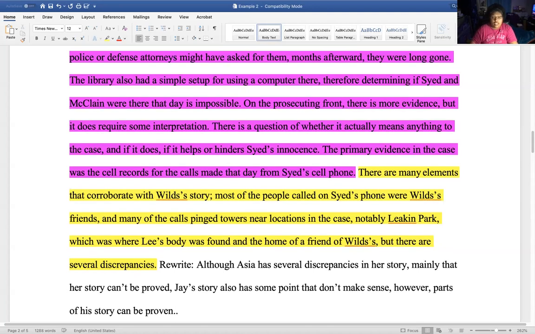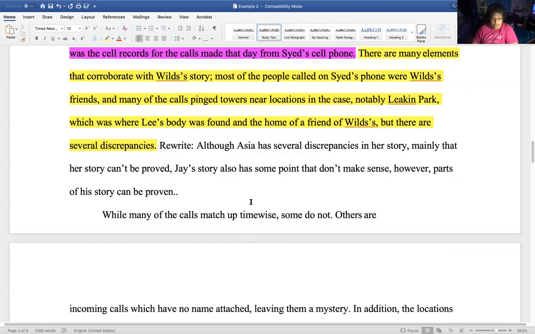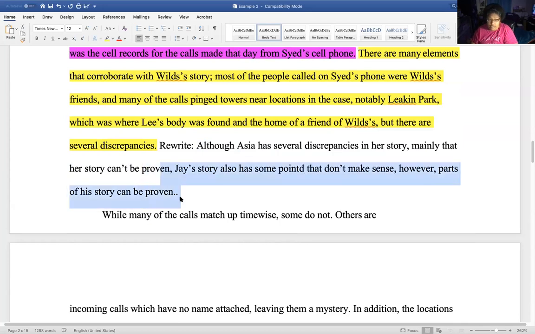Okay. So this is what she is saying, what Jane Doe is saying, right? Although Asia has several discrepancies in her story, mainly that her story can't be proven, Jay's story also has some points that don't make sense. However, parts of his story can be proven, right? So that's what she is saying here in a weird sort of roundabout way. So that's the rewrite. So yeah, this topic actually goes with the thesis here, right?